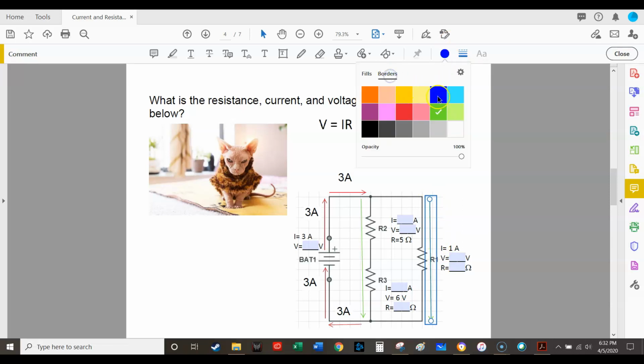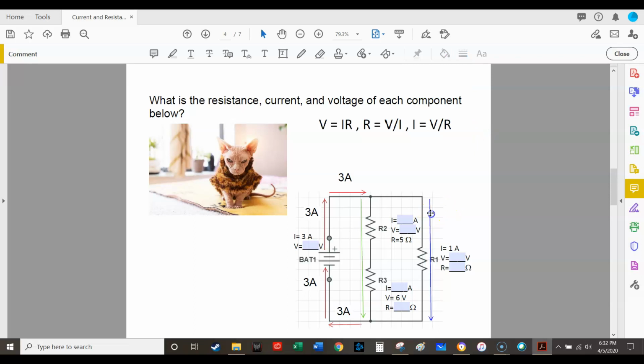Using colored pencils or colored drawings, I like to do that. So here we go. We have a current coming in. It's splitting off into blue and green. So the 3 amps is flowing into this junction. One part of that current is flowing down, the other part of the current is going to the right across R1 and then flowing back into the junction on the other side.